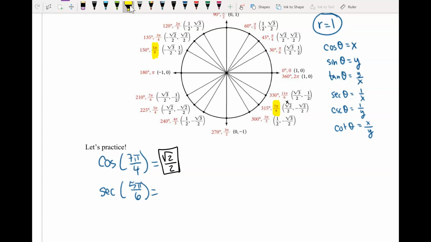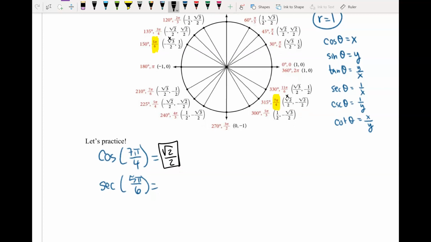And now notice that we're looking at the x value. So we're just going to flip this guy. Notice that the x value was negative square root of 3 over 2. So we're going to flip that to negative 2 over square root of 3. Now, typically, this would be the correct answer, right? Because you're just flipping it. Secant is just 1 over x. You're just flipping the x value.